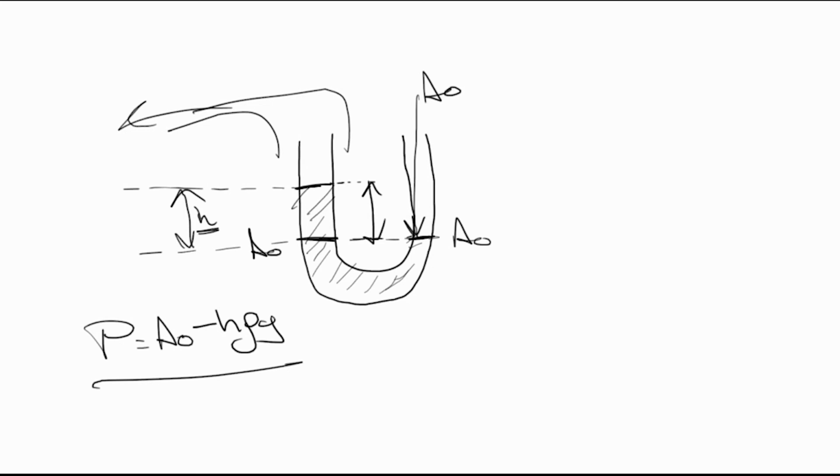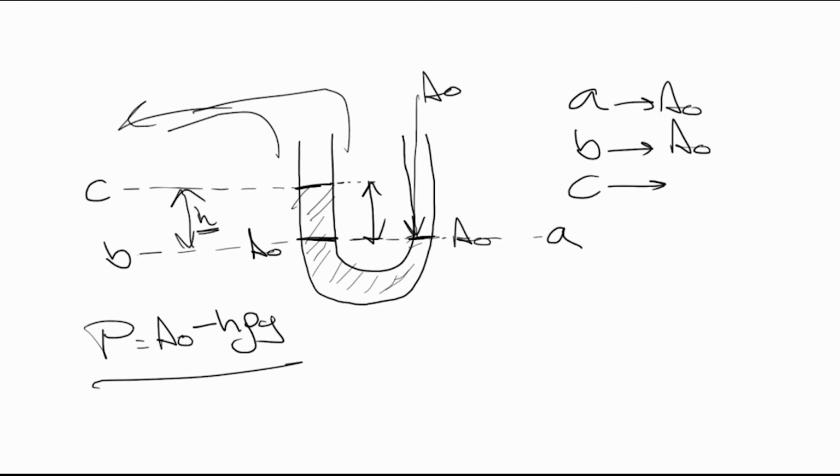Again, let's give them variables. Let's call this A, let's call this level B, and this C. So the pressure at A is A naught. Pressure at B, because it's at the same depth, is also A naught. And the pressure at C is basically less than atmospheric pressure by how much? H rho g. Boom, there you go. Easy peasy. This is how you use manometers, and this is how you do the calculations basically using these equations.